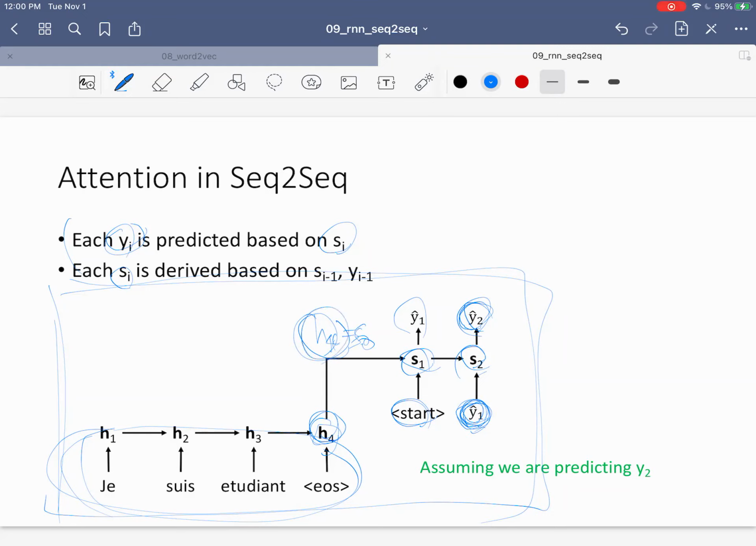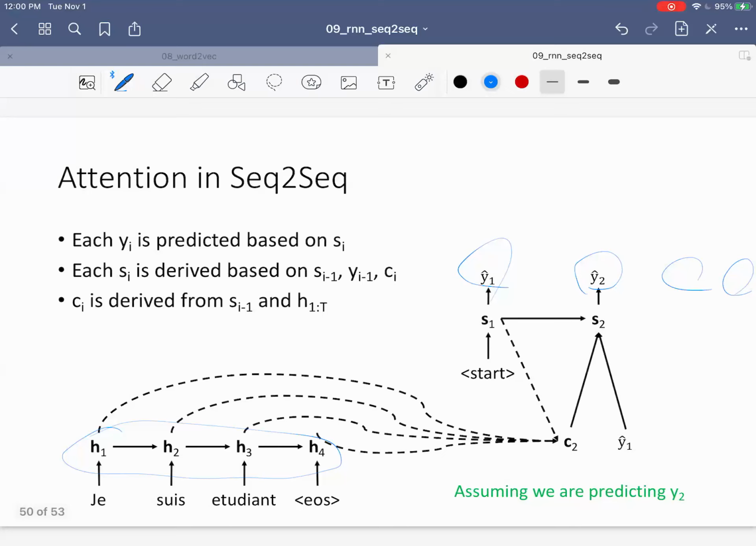H4 is reused every single time you predict your Y1, Y2, Y3, Y4, Y5, all the way to the EOS, right? That was your original attention-less architecture. In the attention architecture, what happens is that you don't use H4 anymore. You dynamically mix your H's to make a context vector, and then you make your context vector every single time you predict your Y1, Y2, Y3, Y4.